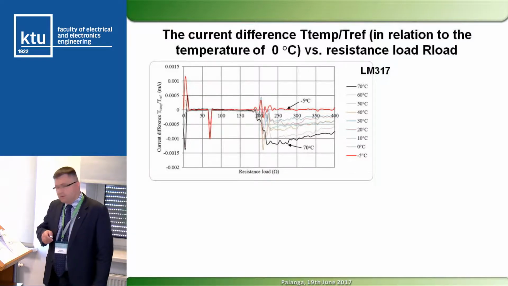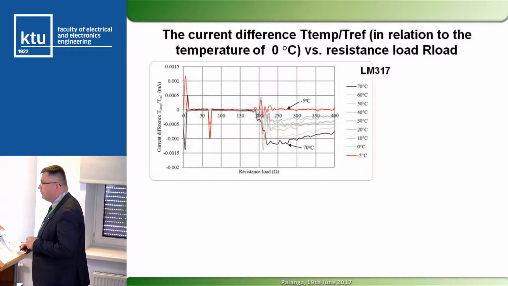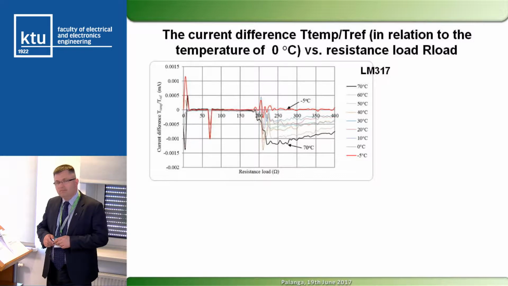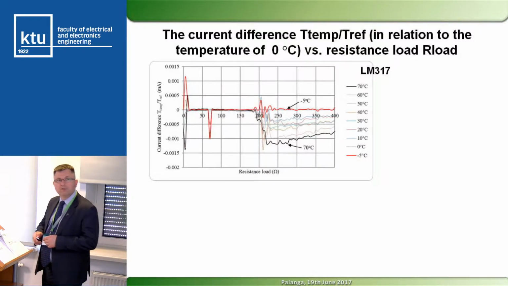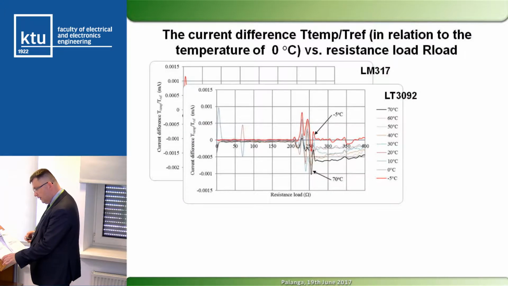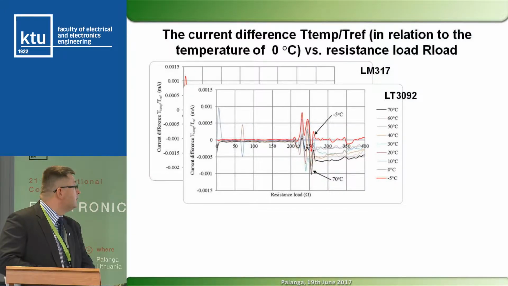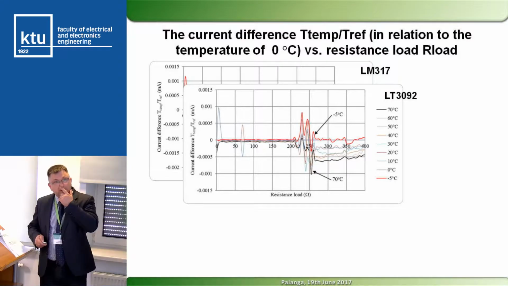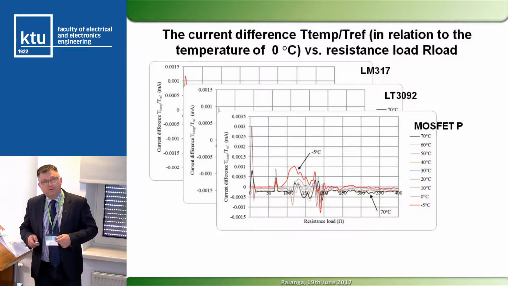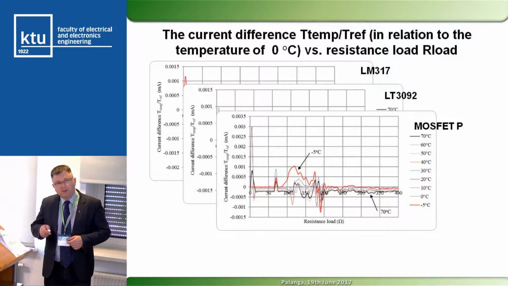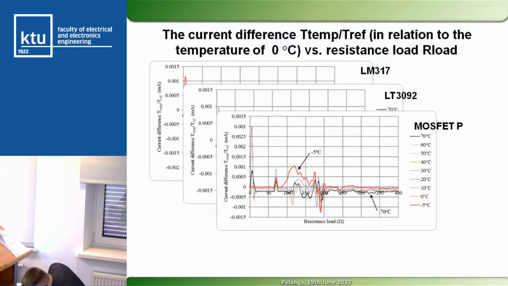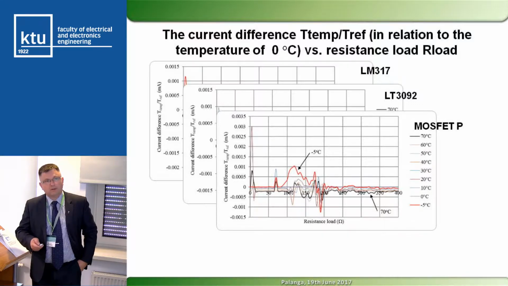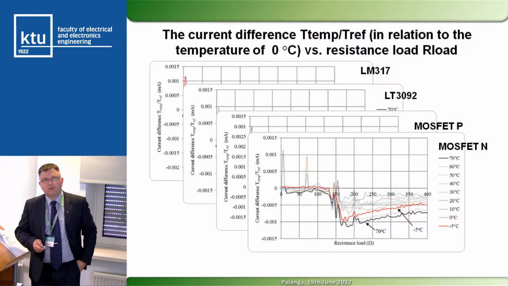This part of the characteristic is not important in a practical application. That is why it's not necessary to take it into consideration. Okay, for linear technology, it's an adjustable current source, and for MOSFET transistors, as you see, errors are bigger than in previous types of current sources.